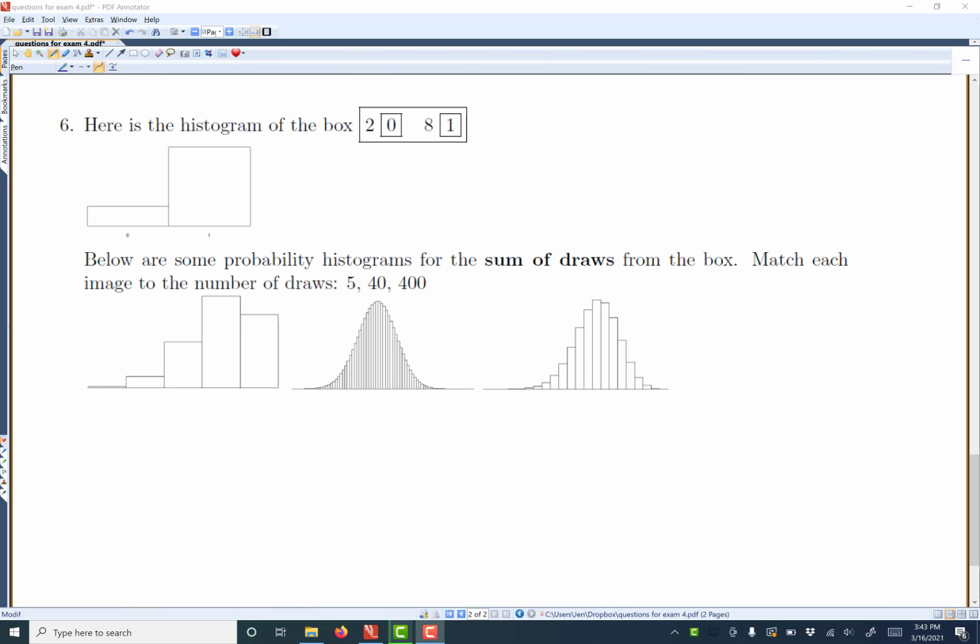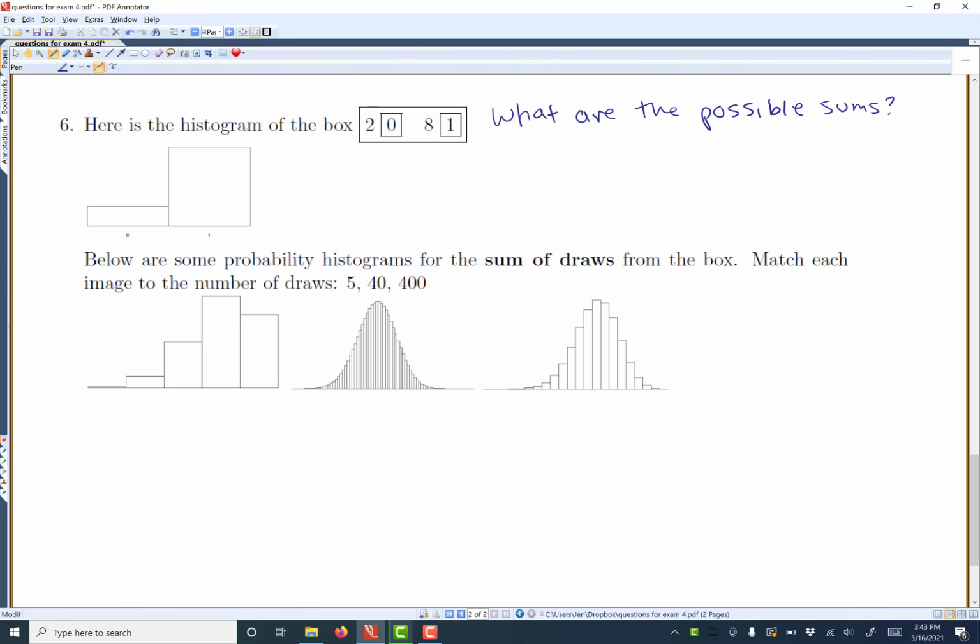So here's a histogram of the box that has 2 zeros and 8 ones. So it would look like 2 zeros, 8 ones, the ones are bigger, okay? So what we want to see here is what happens, or what are the possible sums.